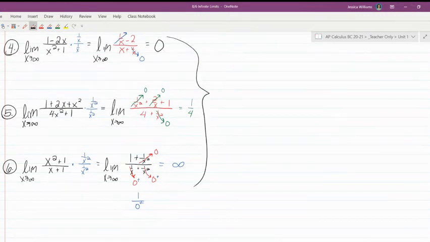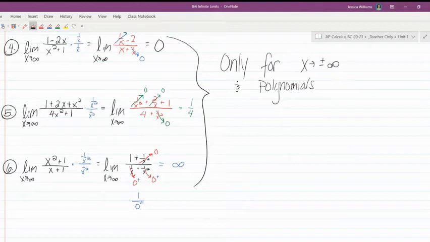Let's talk about the shortcuts here. So you are only allowed to do these. I'm going to write it real big. This is only for x approaching an infinity, either one. And it's only for if you have polynomials in your numerator and denominator. So this will not work for exponentials or your absolute value functions or any of those. And again, only for x going to infinity. So only for infinite limits.